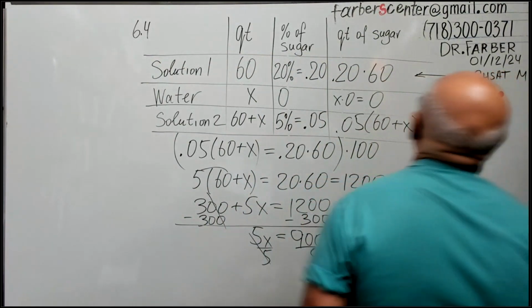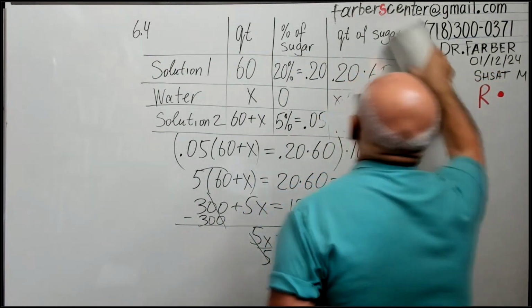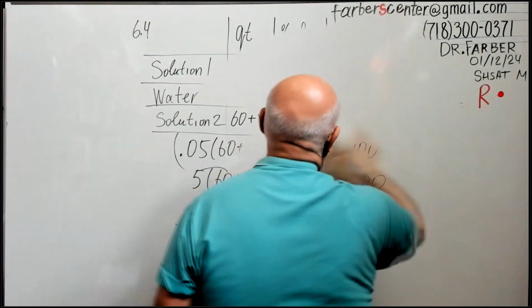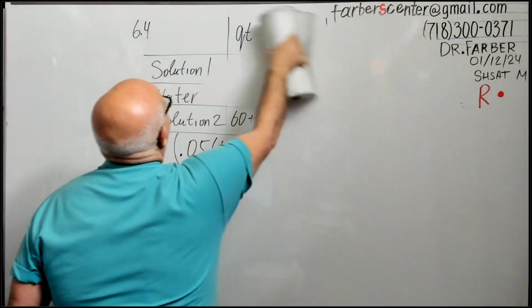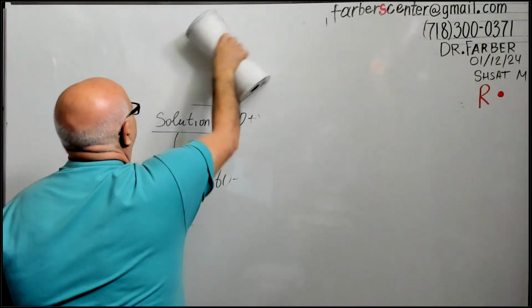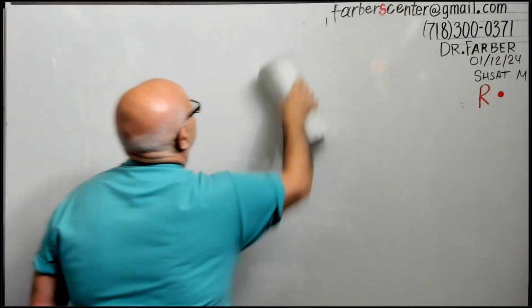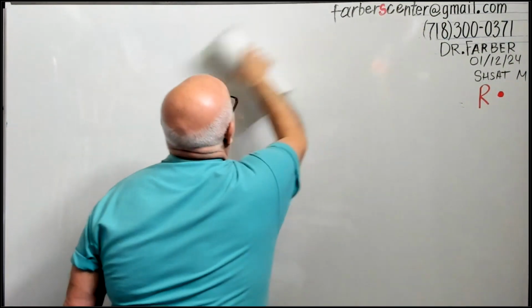6-5. How much water must be evaporated from 240 pounds of a solution that is 3% alcohol to strengthen it into a solution that is 5% alcohol? Thank you very much. Good reading. And then 6-5.